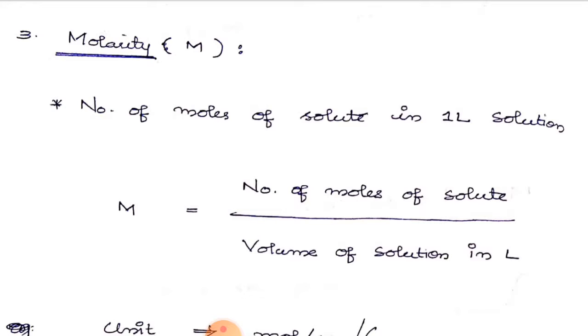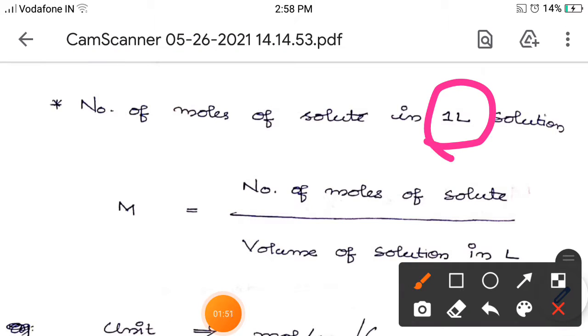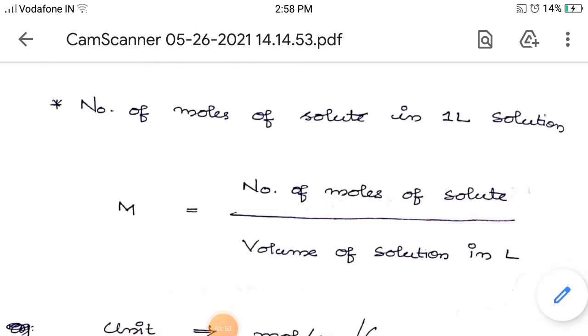We are discussing only 1 liter of a solution. That is, in 1 liter of a solution, how many moles of solute are present? That is called the molarity. Nothing more than that. It is only the number of moles of solute in 1 liter of the solution. Just remember, it is only about 1 liter.